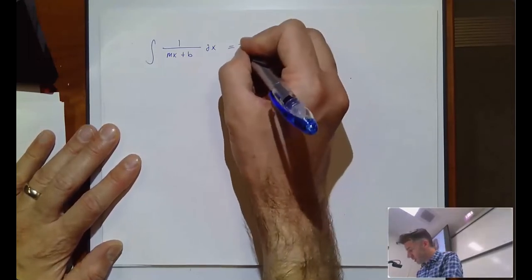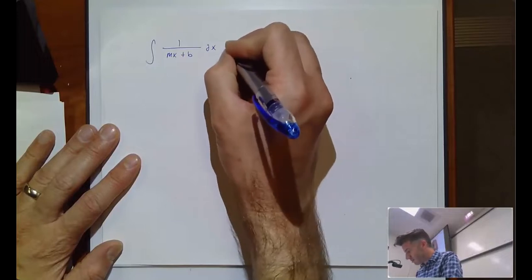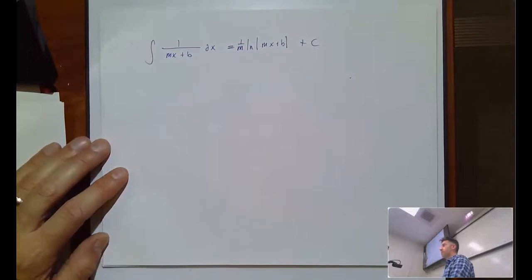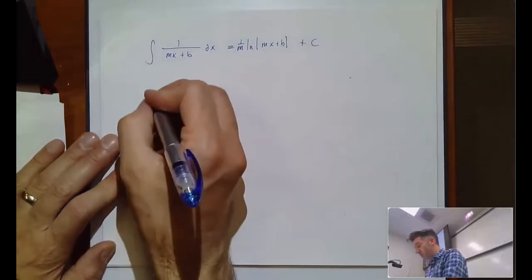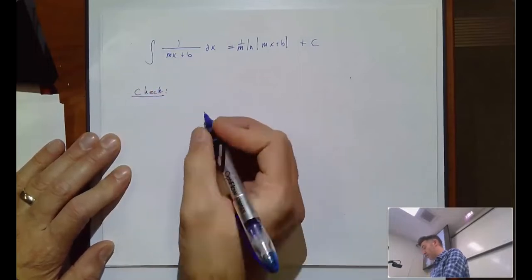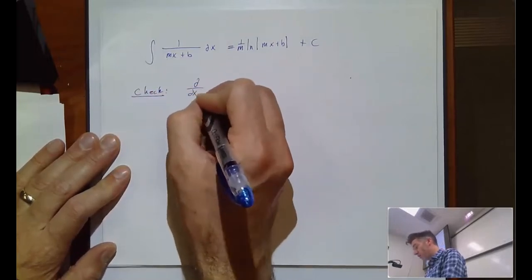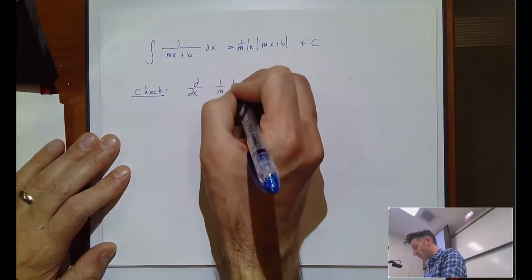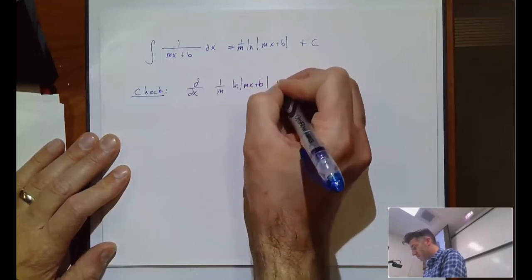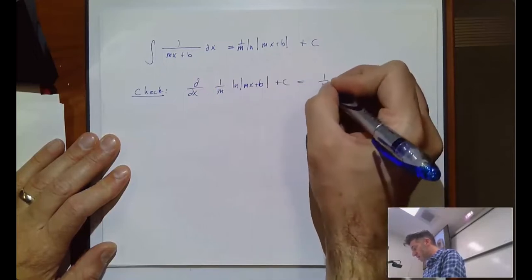Or multiplied by 1 over what? Right. And then plus c, of course. For the same reasons, we take the derivative. Well, we can either do it by taking the derivative of 1 over m times the natural log of some stuff plus c is equal to the constant.